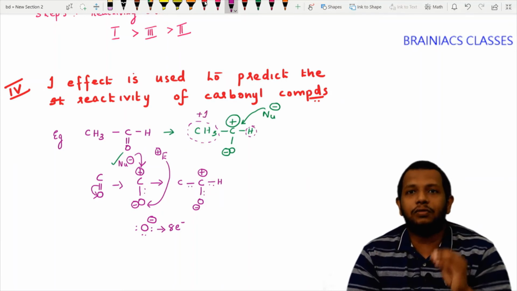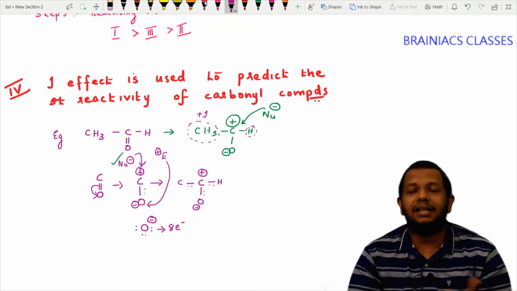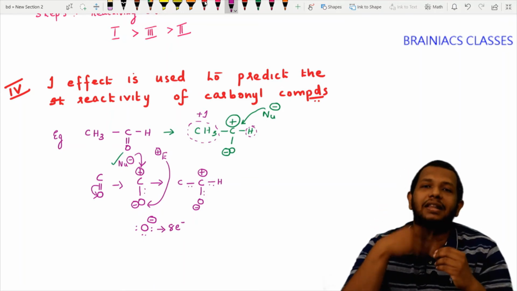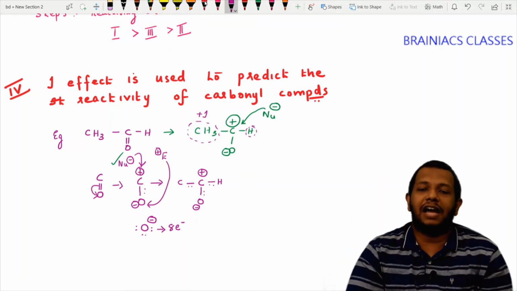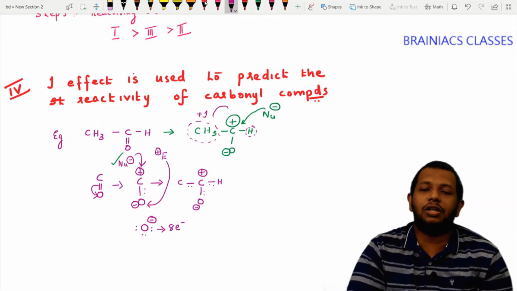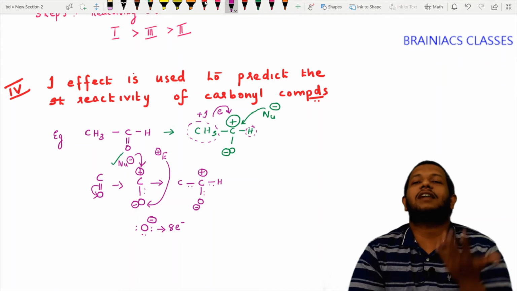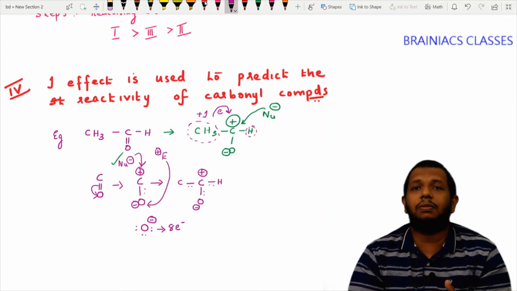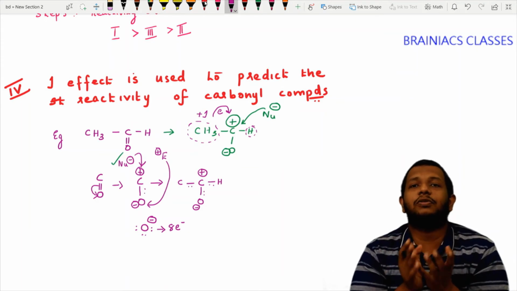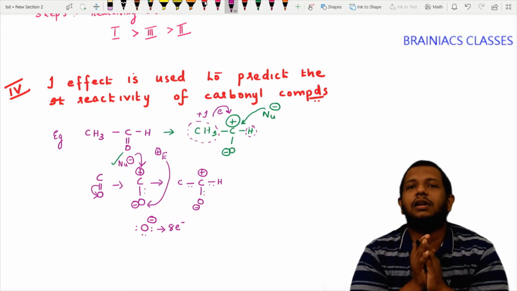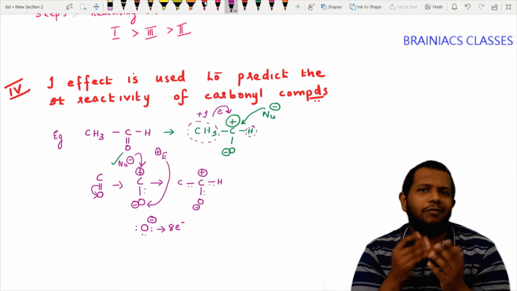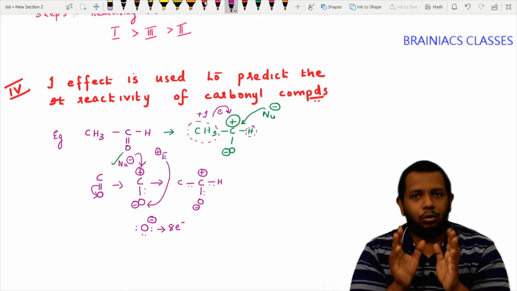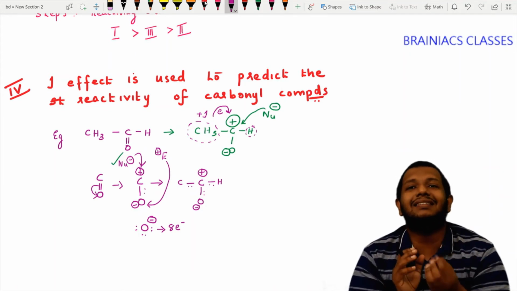So because of the plus I effect, what is the impact? This CH3 group will repel the electron away from it. So it keeps on pushing the electron to the central positive carbon. Now what is happening? Electrons are negative charge. When they come to the central positive carbon, the positive charge on the central carbon diminishes or decreases. Now tell me whether the nucleophile will have any interest to come over there. The nucleophile will come, but the intensity will be very less.